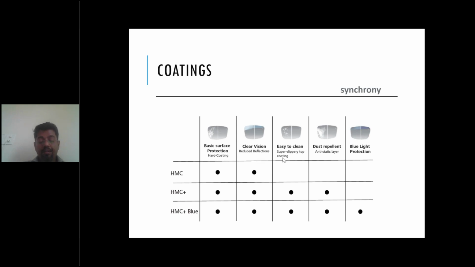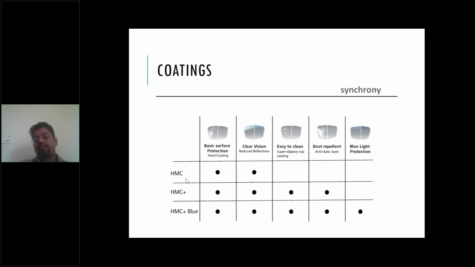Yes, I'm here, sir. So I'm just giving an example of a lens company, showing the difference between different coatings. As you can see here, HMC is just hard multiple coatings, which has a basic surface protection and clear vision, which reduces reflection. But when you go to the blue, it has a blue light protection, which means every lens may not have the same facilities, as we say, for a patient.